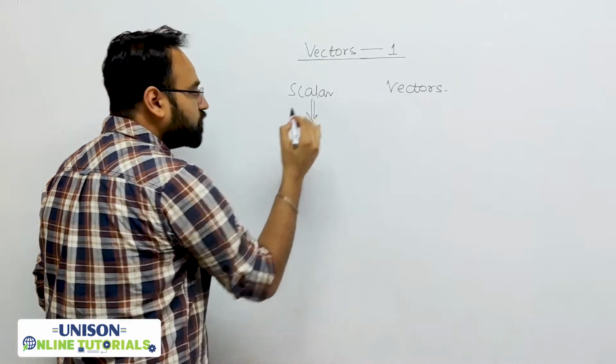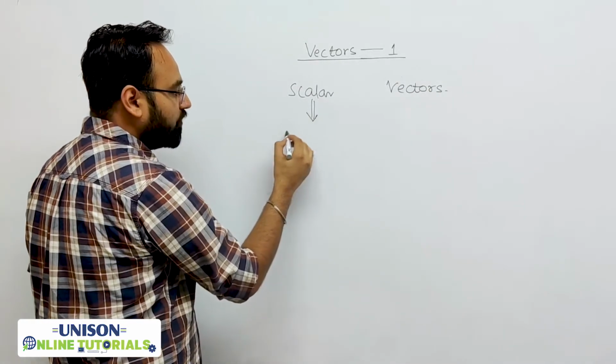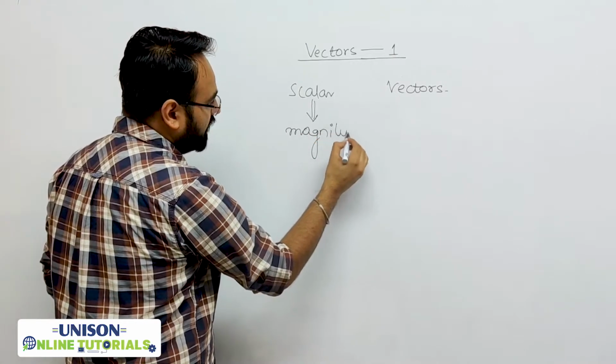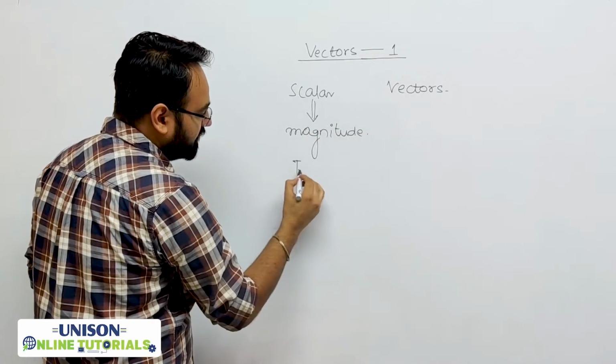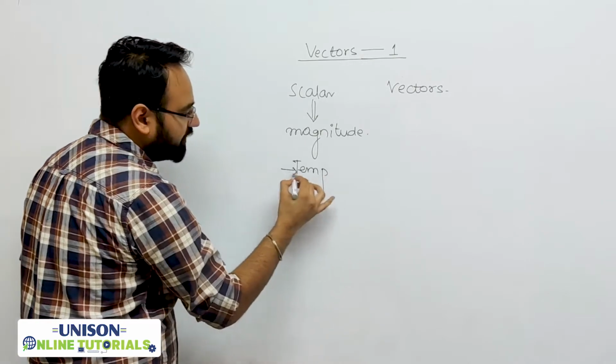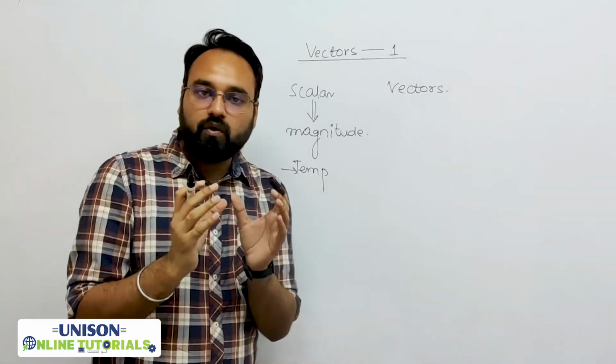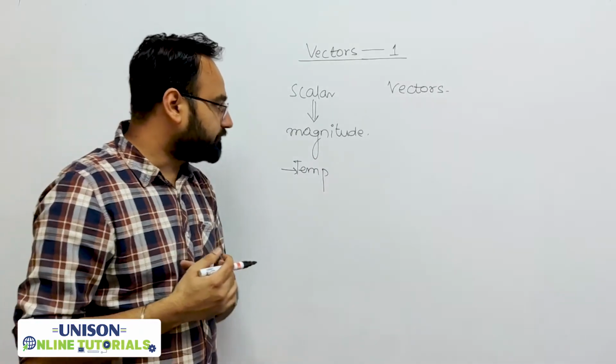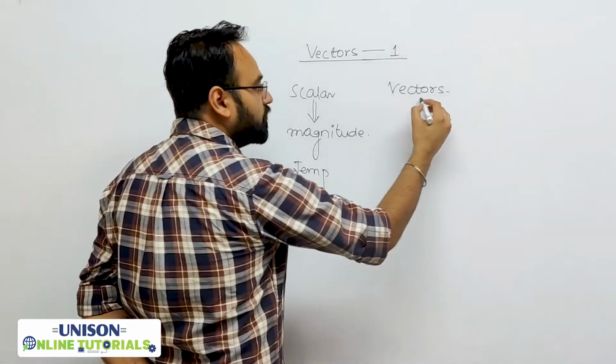Scalar quantities are those quantities which can be represented only with magnitude. For example, temperature. When we have to represent temperature, we can represent it only with its degree C or degree F or degree Kelvin, right?